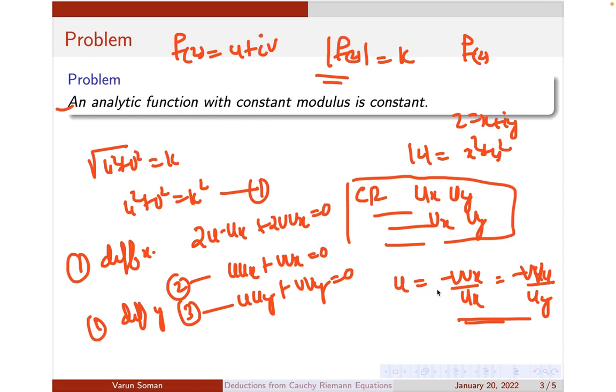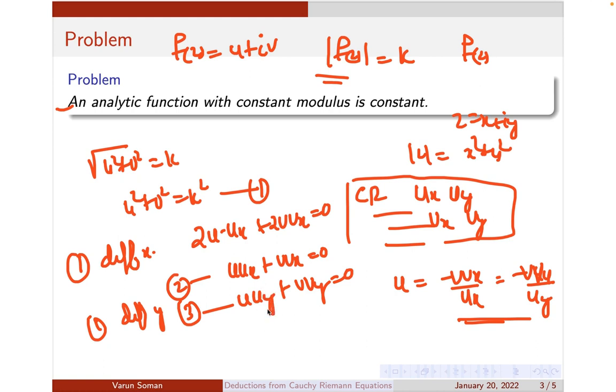I can say that minus vvx by ux is equal to minus vvy by uy. Okay, it is very simple. I'm looking at these two equations, finding a common value, and then equating them. Here u is common, v is common. So either you can form the value of u, or the value of v, or the value of u by v, or you can take the determinant as 0. So many methods are there.